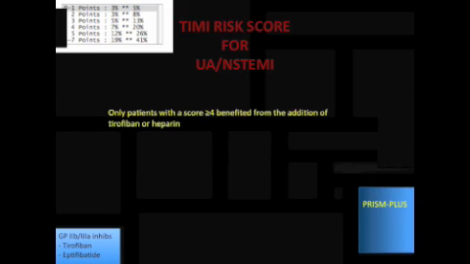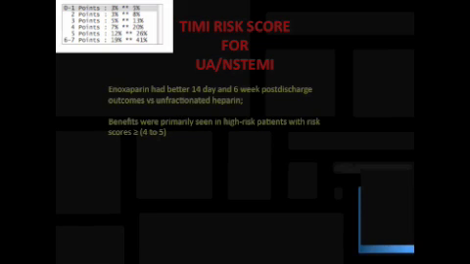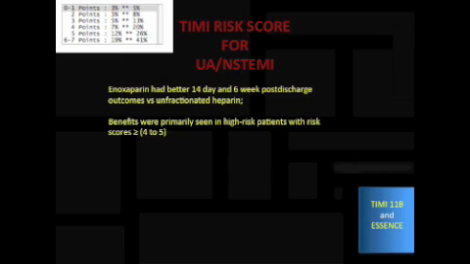It's also been shown that only patients with a score greater than or equal to 4 benefited from the addition of tirofiban, which is the GP2B3A inhibitor. It's been shown that enoxaparin has a better 14-day and 6-week outcome versus unfractionated heparin. Benefits were primarily seen in high-risk patients with risk scores greater than or equal to 4 to 5.